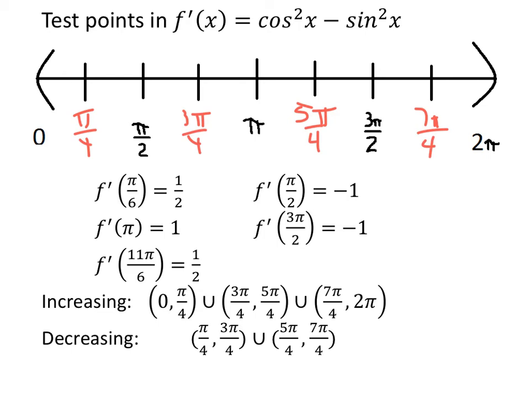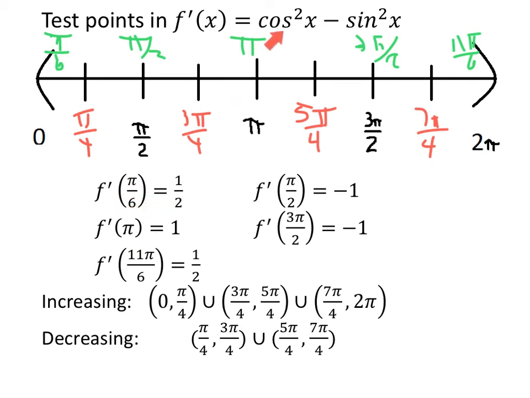My test points will be pi over 6, pi over 2, use easy when we can, pi, 3 pi over 2, and then we'll use 11 pi over 6 as a test point in our last interval. And I'm going to test them.